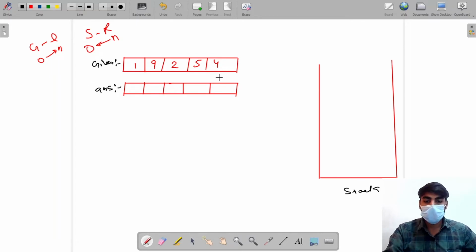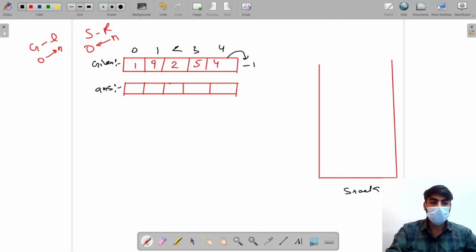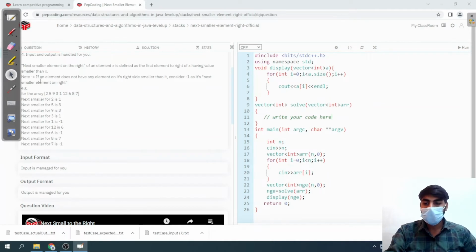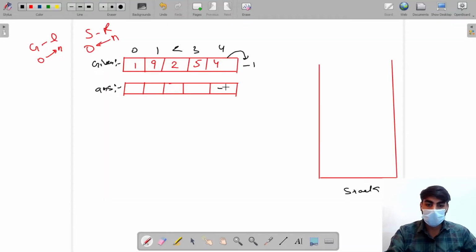Okay, so let's start from the right. I am giving the indices 0 1 2 3 4. For the fourth element we have the value 4. For that one we don't have any element on the right, so we have -1 for that. The same thing they are providing in the question: if an element does not have any element on its right side smaller than it, consider -1 as its next smaller element. You can see -1 here. The same thing I am writing here, I am putting -1.